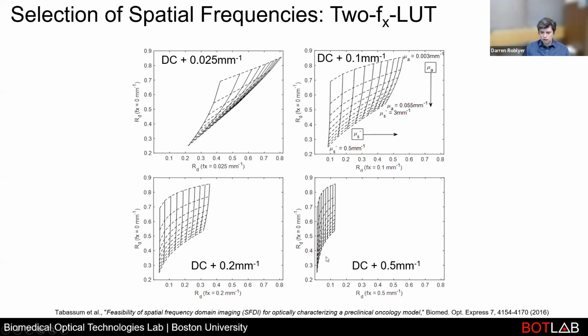Again, just meaning a small difference or noise in your measurement can lead to large uncertainties in the optical properties. So for most groups at most times, using some intermediate second spatial frequency, and 0.1 and 0.2 inverse millimeters are very common, gives us a more orthogonal lookup table with lower uncertainties in the extracted optical properties.